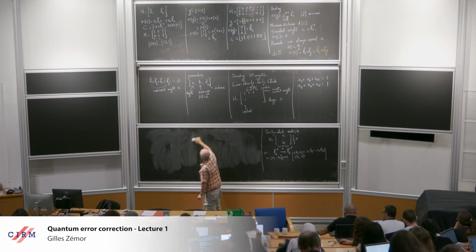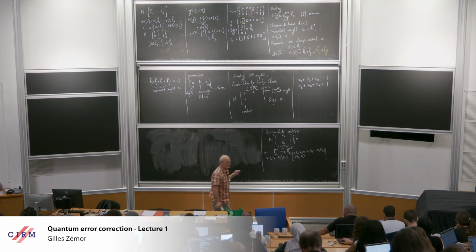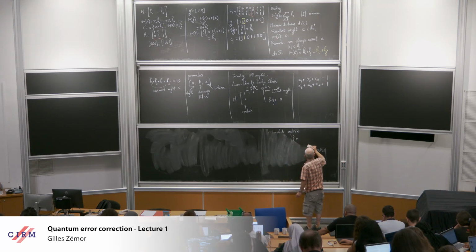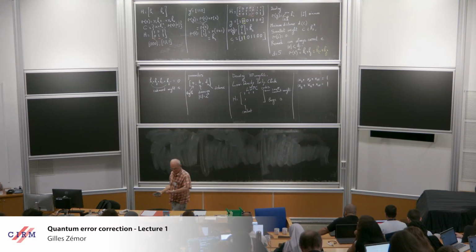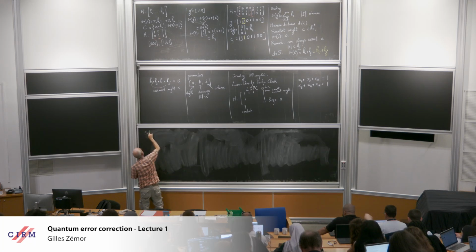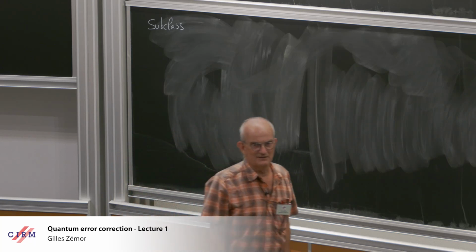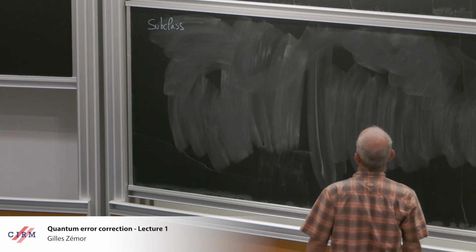So LDPC decoding is typically suboptimal, but it does a great job of correcting typical errors, not worst case errors, which you would want if you want to go from NP complete to polynomial. But this brings me to a particular subclass of LDPC codes, and these will be my last words on classical coding.